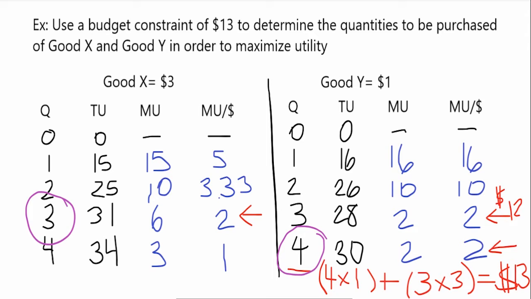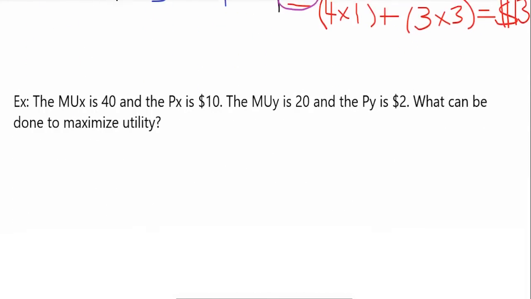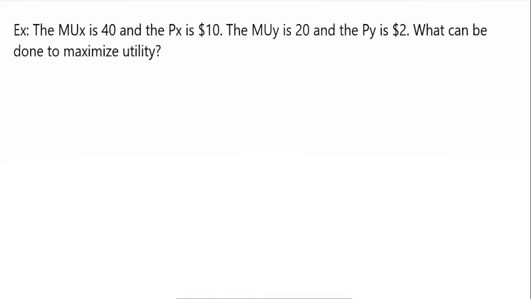Okay, let's take a look at our final example. This one is more of a thinking type of question. So the marginal utility of good X is 40 and the price is 10. The marginal utility of Y is 20 and the price is 2. What can be done to maximize utility? So first, let's figure out the values of each.